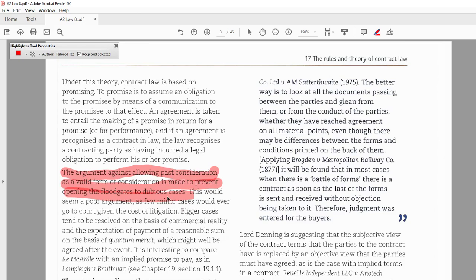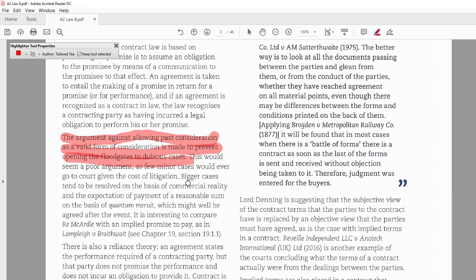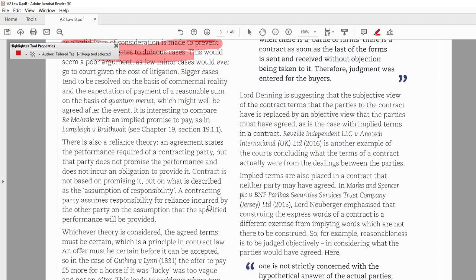Okay, so it goes on to say bigger cases tend to result on the basis of commercial reality and expectation of payment of a reasonable sum on the basis of quantum meruit, which might be agreed after the event. It's interesting to compare McCardle with the implied promise. So this is the issue with this chapter. It's quite random. The structure is quite poor. So what do you need to know up to now?